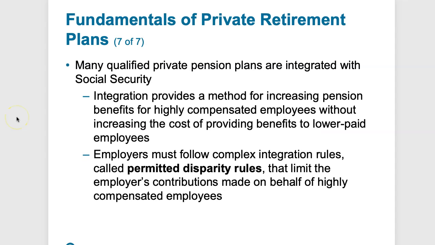Keep in mind, many of these pension plans are going to be integrated with Social Security. So they're going to take into account the fact that you're going to receive Social Security. So the pension benefits for highly compensated employees without increasing the cost of living benefits to lower paid employees. So it's an integration method. Now, employers must also follow these integration rules, which are called permitted disparity rules, and that limits the employer's contributions made on behalf of highly compensated employees.